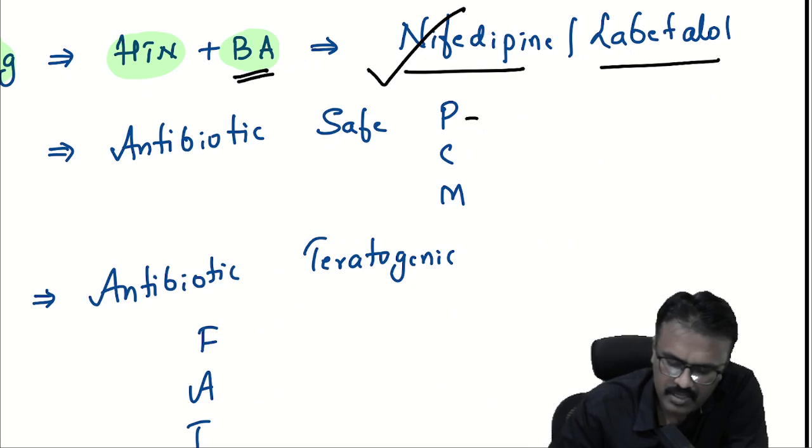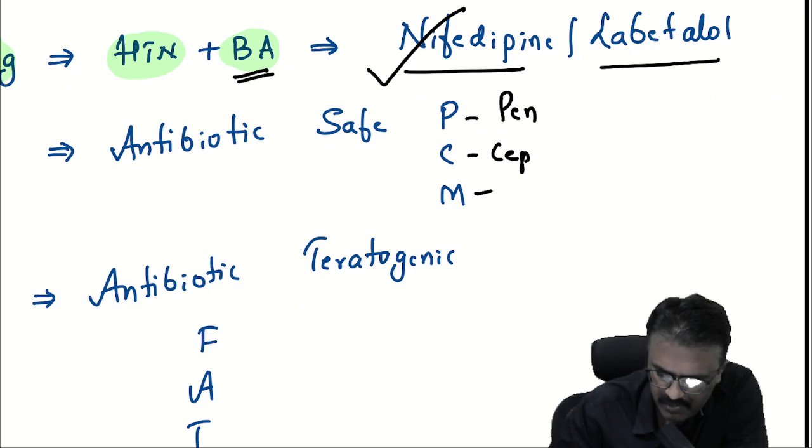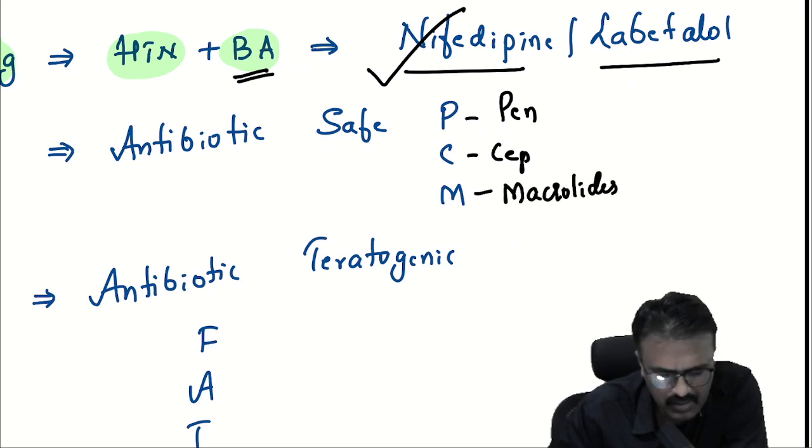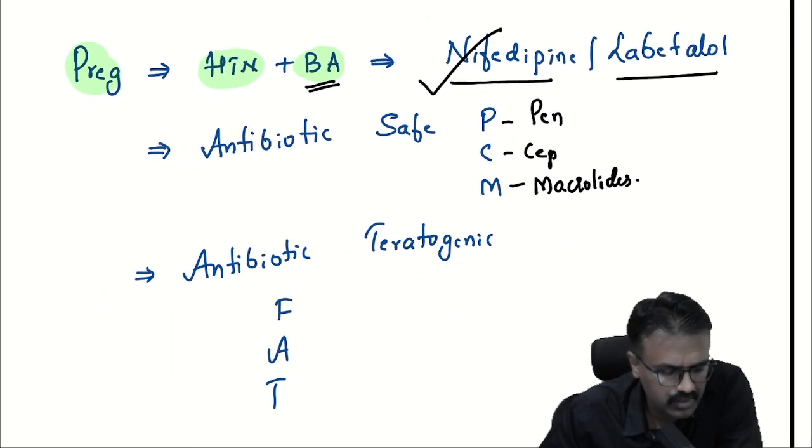Which antibiotics are safe in pregnant women? PCM: Penicillin is safe. Cephalosporins are safe. Macrolides like azithromycin, erythromycin are safe. Yes, very good.